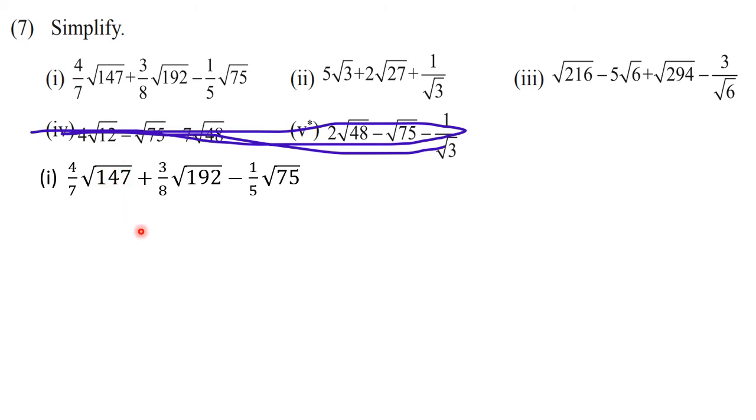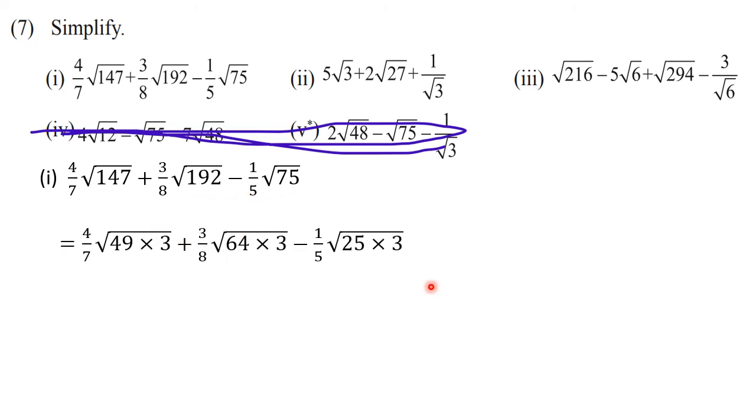Now once we got 3 there, here also we have to divide by 3. So when you divide 192 by 3, you will get the answer 64. So this we can write as 64 into 3. And 75 we can write as 25 into 3. In this way, we have to find the factors for all these 3 numbers in such a way that one factor is the same everywhere, because we want like surds.